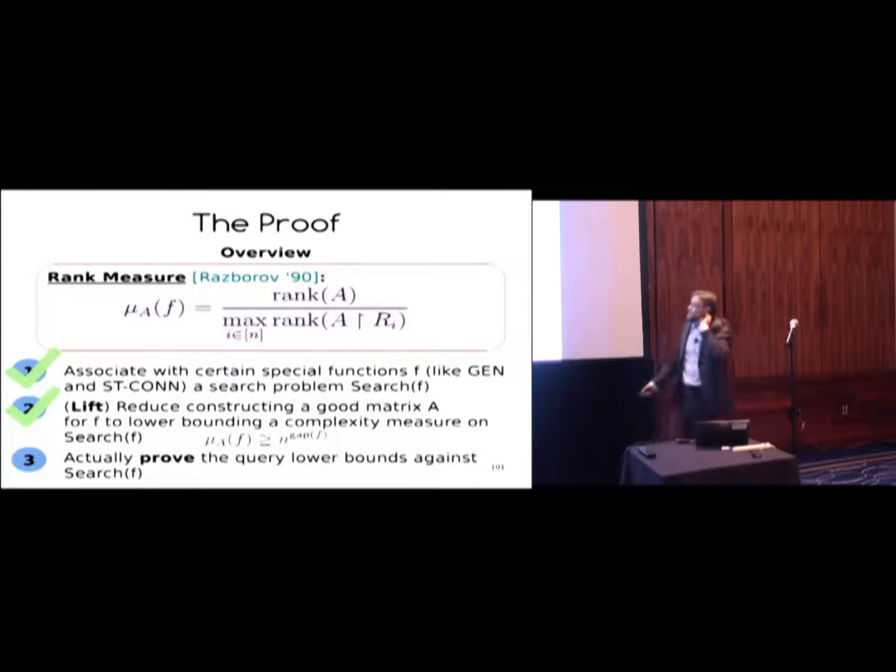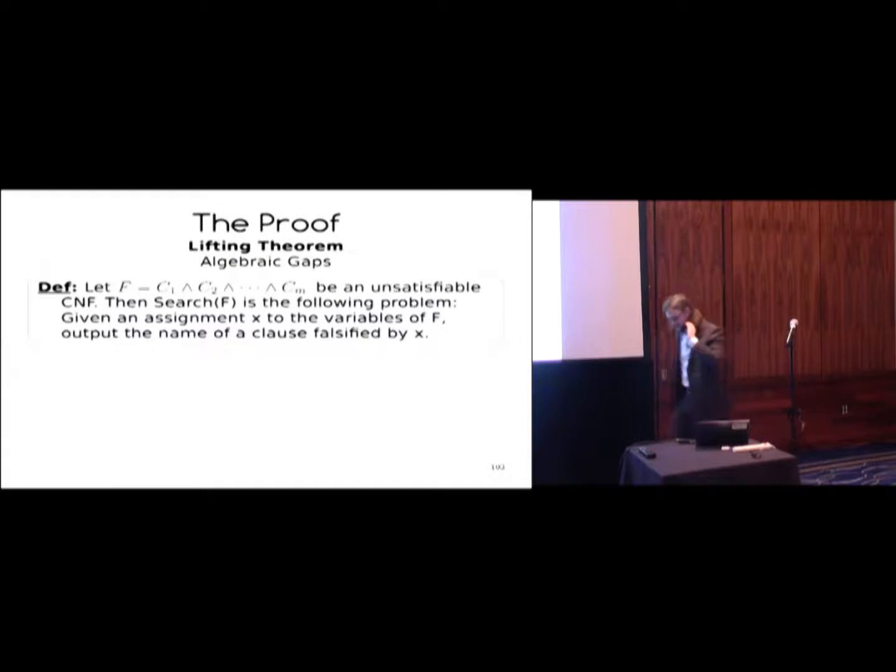So to prove a lower bound on this gap, I have to tell you what the gap is. Well, first I'll tell you what the search problems that we're going to be looking at look like. Okay? So we start with an unsatisfiable CNF. Okay? And search CNF is just the following problem. You get an assignment to the variables of f, and you output the name of a clause that's falsified.